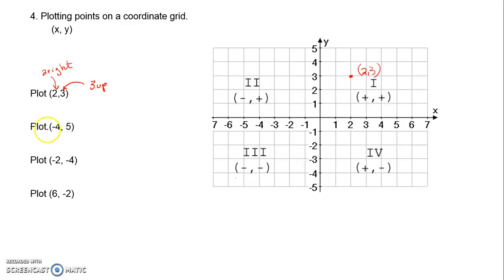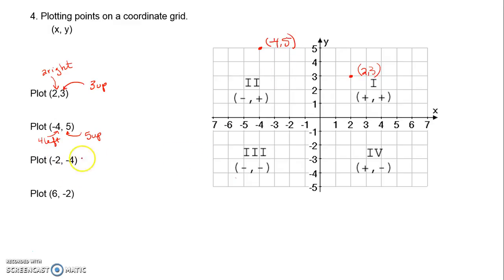Okay. Now if we want to plot the point negative 4, 5, we always start at the origin. Negative 4 says 4 left from the origin, and the positive 5 says 5 up. So starting at the origin at 0, 0, negative 4, we move along the x-axis first, 4 units to the left. Then we move in the y direction. We move 5 units up. And that point right there would be negative 4, 5. That's in the second quadrant.